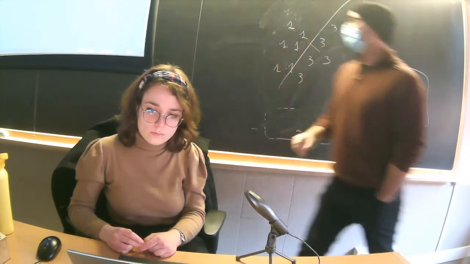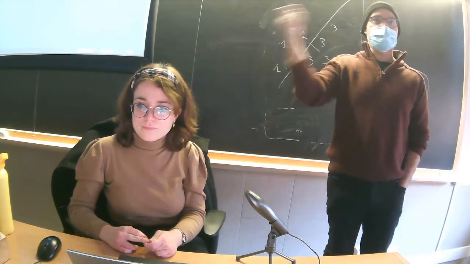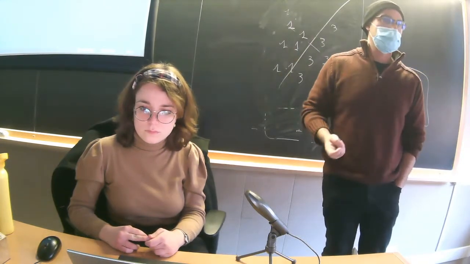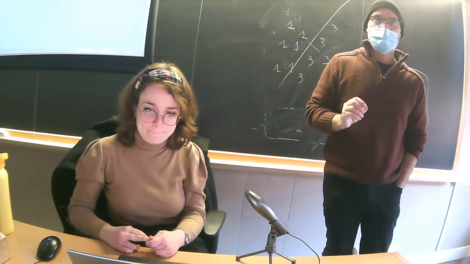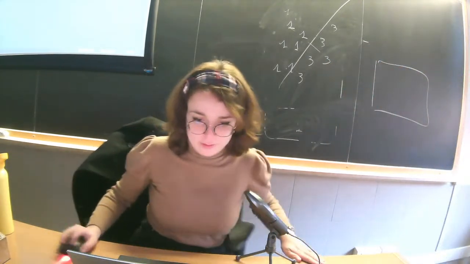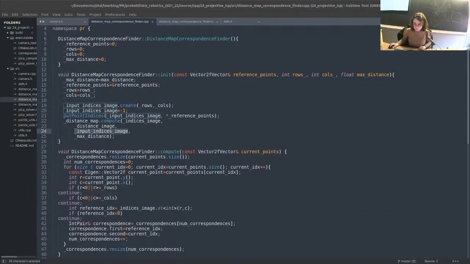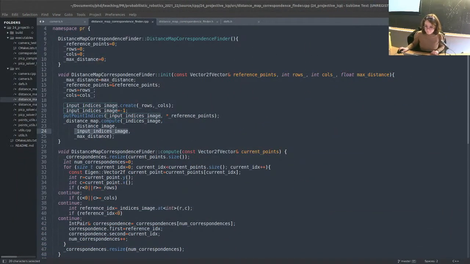In this way, if I do a lookup at a certain point, I immediately have the index of the point in the vector that is closer to that side. Clear? Okay, now it should be very clear. Hope so. Let's see if I manage.